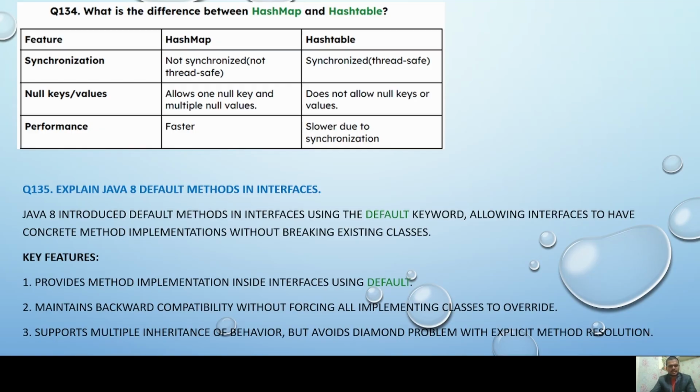Next question. Explain Java 8 default methods in interfaces. Java 8 introduced default methods in interfaces using the default keyword, allowing interfaces to have concrete method implementations without breaking existing classes. Key features: provides method implementation inside interfaces using default. Maintains backward compatibility without forcing all implementing classes to override. Supports multiple inheritance of behavior but avoids the diamond problem with explicit method resolution.